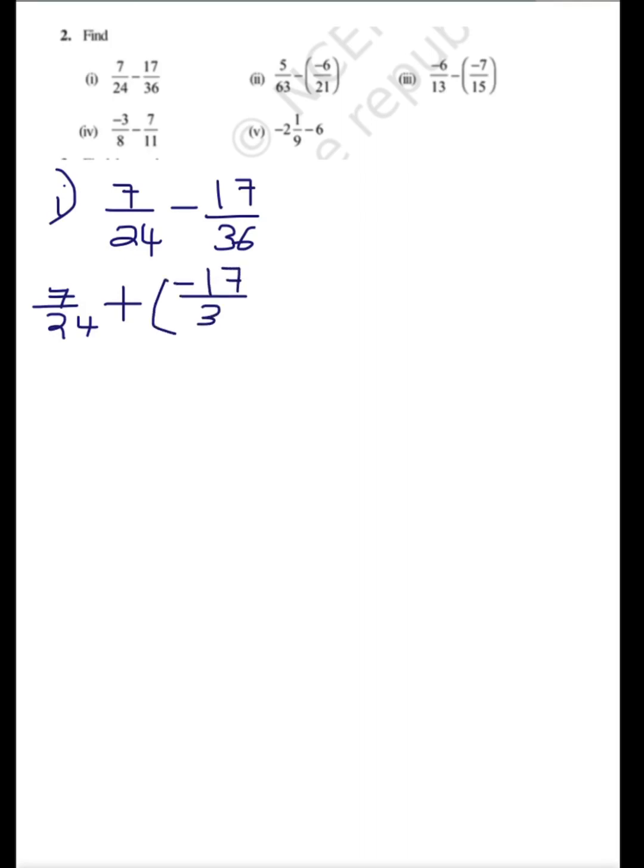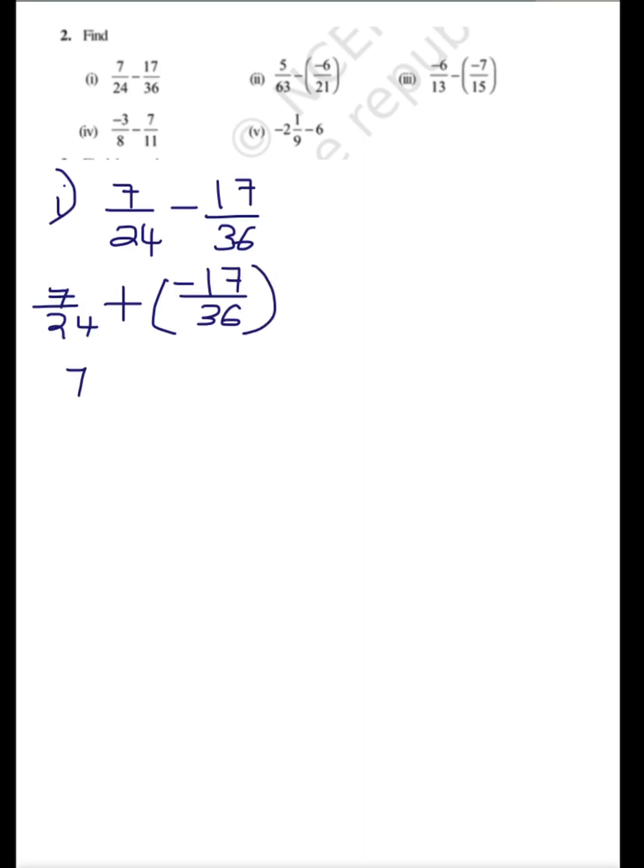So our second question is find, that is, you have to subtract them, and you know that while subtracting you are actually adding the additive inverse of the second number. So the first one is 7 by 24 minus 17 by 36. So you have to add the additive inverse of the second, that is 7 by 24 plus, what is the additive inverse of 17 by 36? It's minus 17 by 36. So in this way you have to do the subtraction.